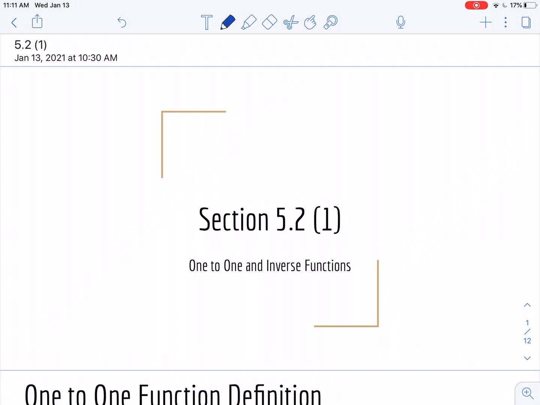These are the 5.2 part 1 video notes, and we're going to start looking at one-to-one and inverse functions. We're going to cover everything about one-to-one functions today, and then we'll start breaking down inverse functions. We're going to start today. We're going to look more tomorrow.